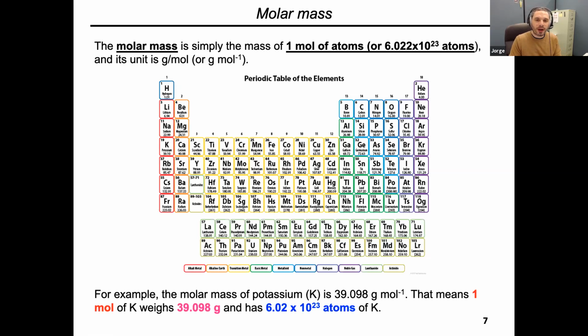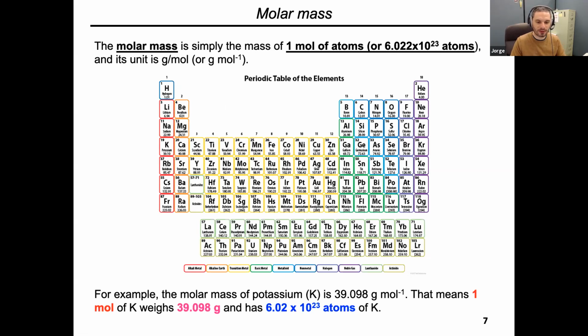So where do you find the atomic molar masses for the elements? The answer is very simple. It is in the periodic table. So here at the bottom of each element, we have the average atomic molar mass for all the elements, okay? So this number here is going to correspond to the atomic molar mass for any individual element, and the unit that we are going to use is grams per mole.